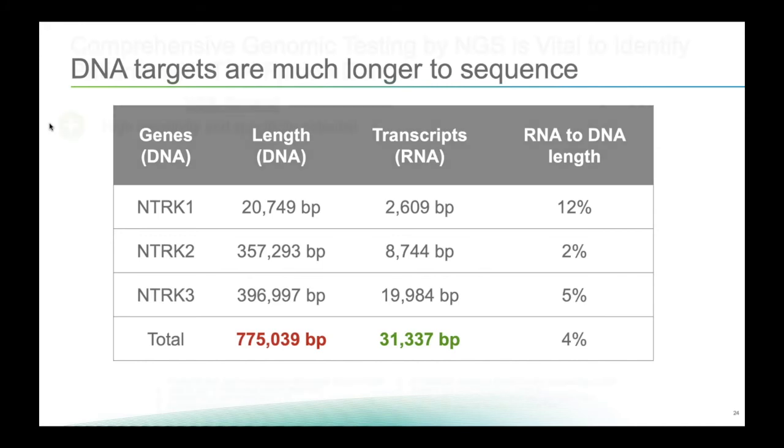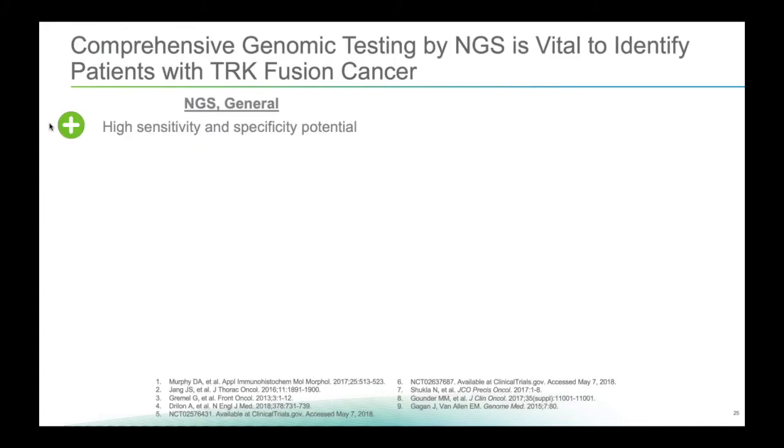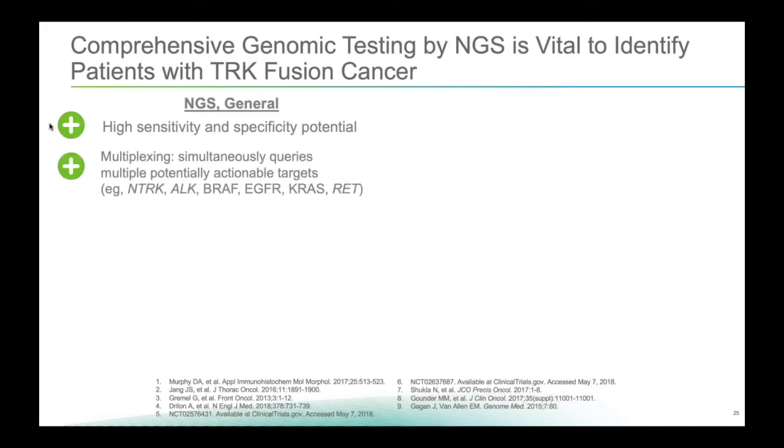So what are the advantages of NGS? Extremely sensitive and very specific. We can multiplex it, not only NTRK. At National Guard, we have more than 50 genes that are being sequenced for all solid tumors, including NTRK 1, 2, and 3. So this gives the patients a much wider range of options for multiple genes, and we don't consume the tissue, which is always a concern.